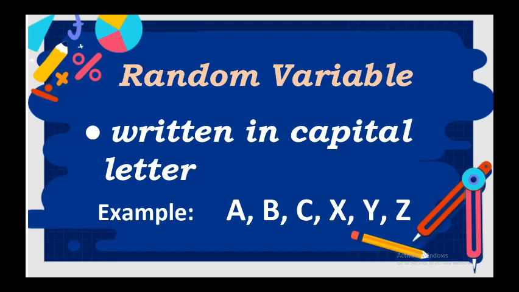And what about the random variable? A random variable is written in capital letter. For example, capital letter A, B, C, X, Y, and Z, or any letter in the alphabet. So the random variable is in capital letter, while the variable is in small letter. We use variables in algebra, and we use random variables in probability and statistics.